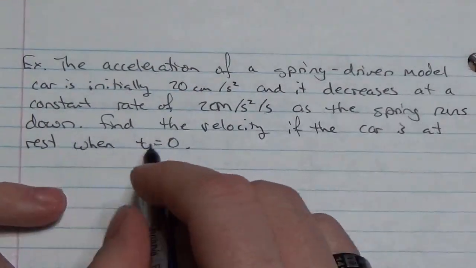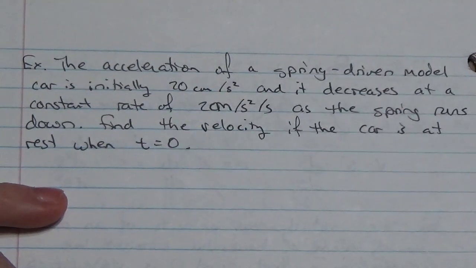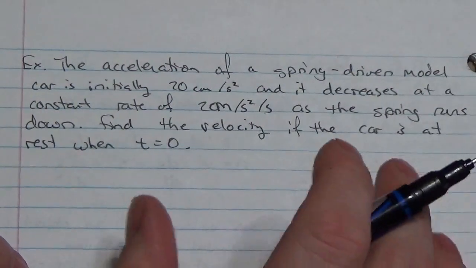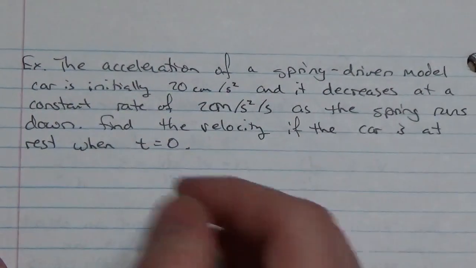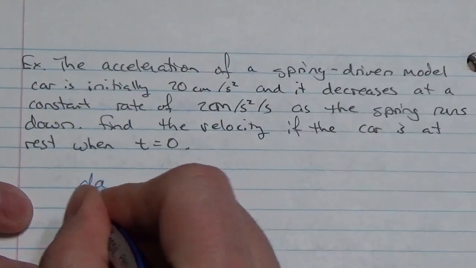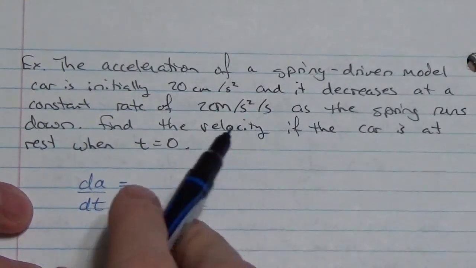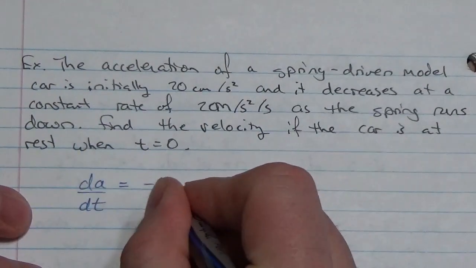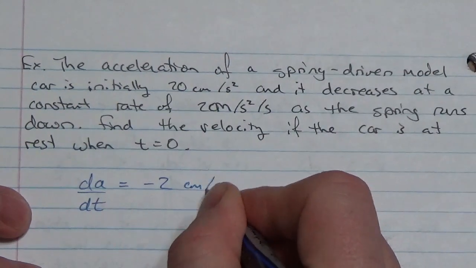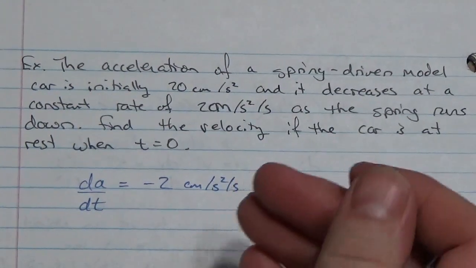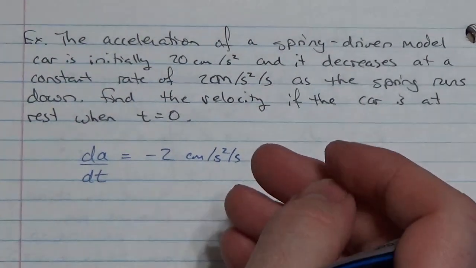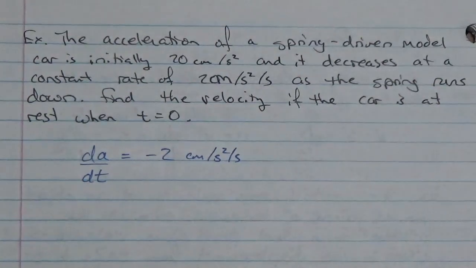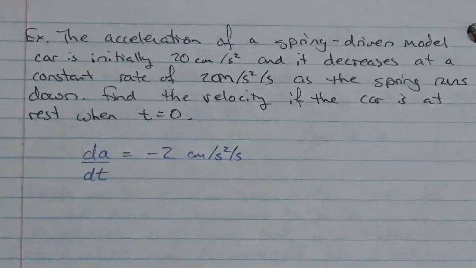As the spring runs down, find the velocity if the car is at rest when t is equal to 0. Now, I'm asking you for velocity, but what I've given you here is the jerk. So I'm actually giving you the derivative of acceleration with respect to time. Now, a couple of things. First of all, notice it decreases at a constant rate, which means this is actually negative 2 centimeters per second squared per second. And then what I want to do is I'm going to use what I know here to go back to acceleration and then go backwards again to velocity. So now we're going to start to string these ideas together.